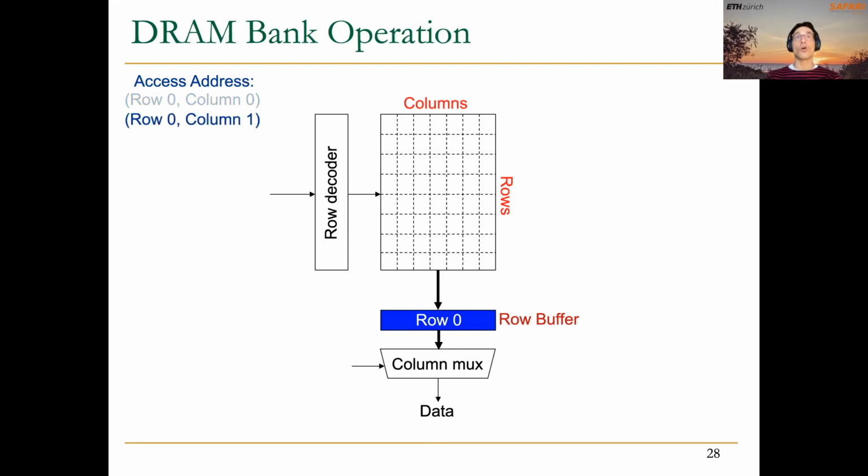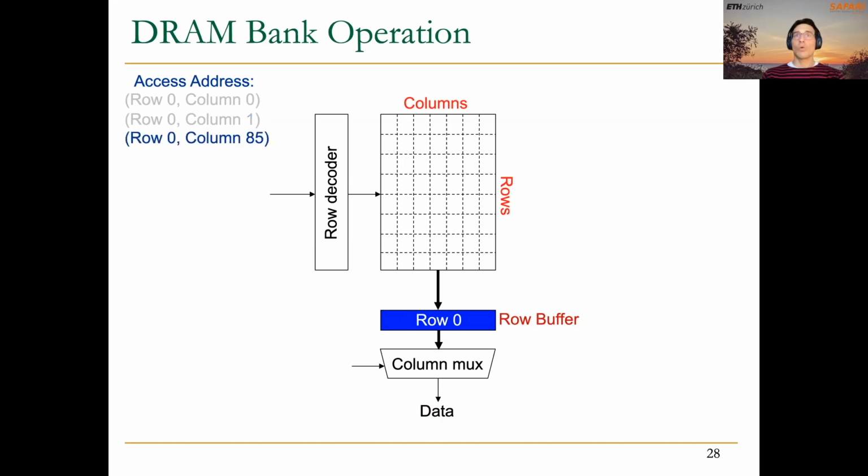Let's assume that our next access is to row 0 and column 1. Now observe that the good thing is that row 0 is already in the row buffer. So we don't have to go again to the row decoder and open a new row. We can directly read column address 1 from row 0 because row 0 is already in the row buffer, and we have what we call a row buffer hit.